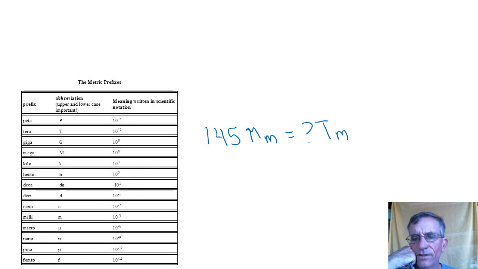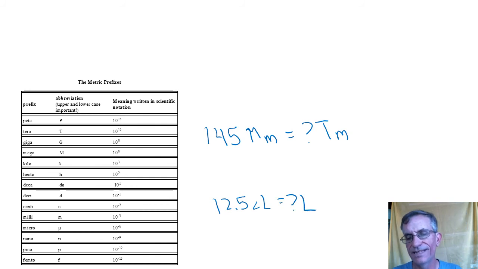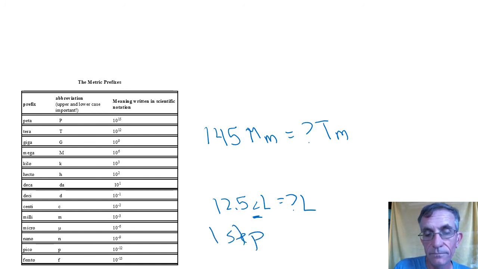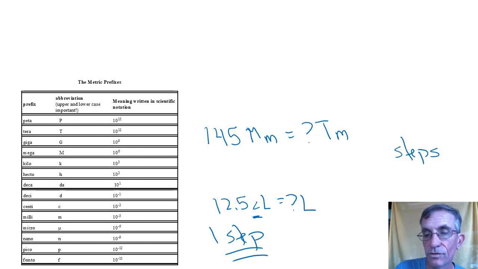Now, why is this a little tougher? Well, let me point out to you, like in the last example, do you remember that you only had one prefix involved? We did a problem with centiliters. Centi was the only prefix. So if you only have one prefix in the problem, you can do it in one step. But if I give you a problem where there are two prefixes, you're going to have to use two steps. Two steps.